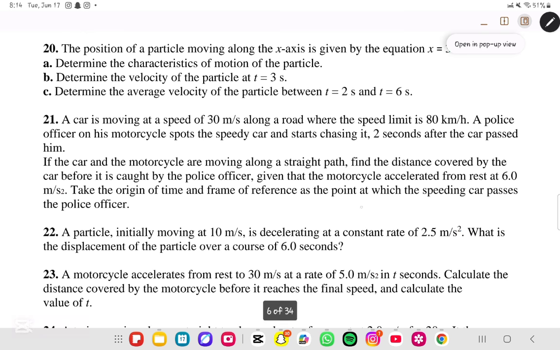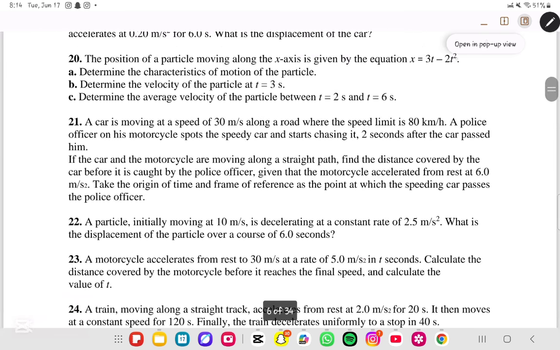Now, we move on to this question over here. Ignore this, okay? So question number 20. The position of a particle moving along the x-axis is given by this equation. They said, determine the characteristics of motion of the particle.